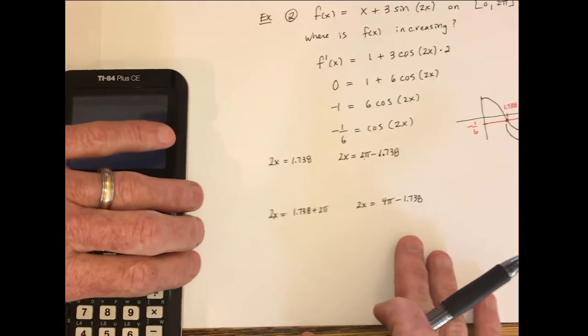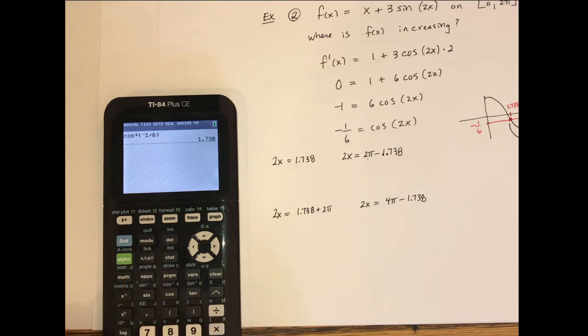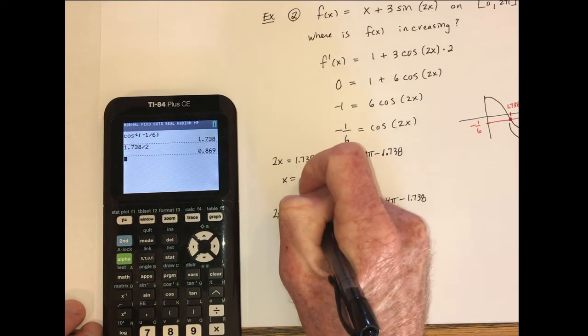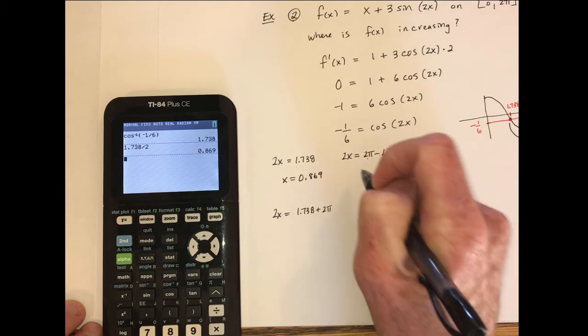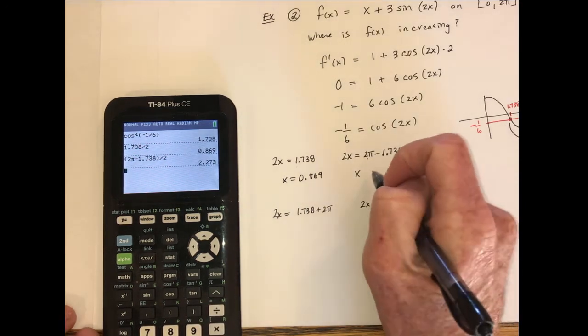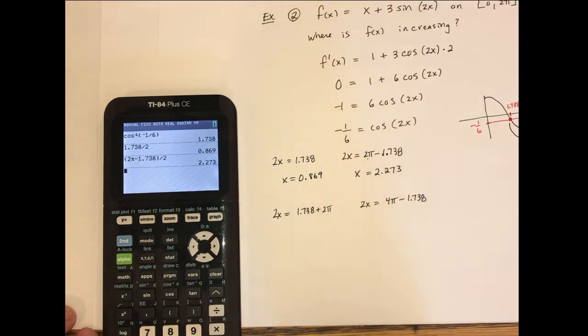So 1.738 gets divided by 2. So x equals 0.869. And then for this one, 2 pi minus 1.738, all of that, put it in the parentheses and divide by 2. So that's going to be 2.273.